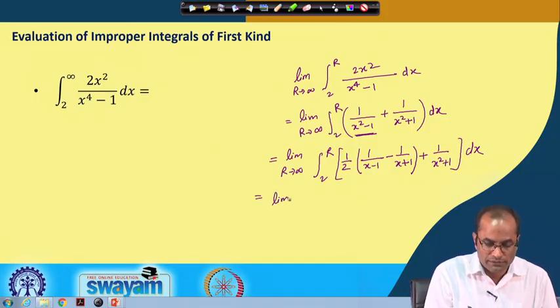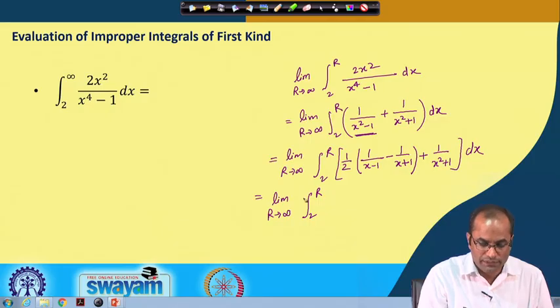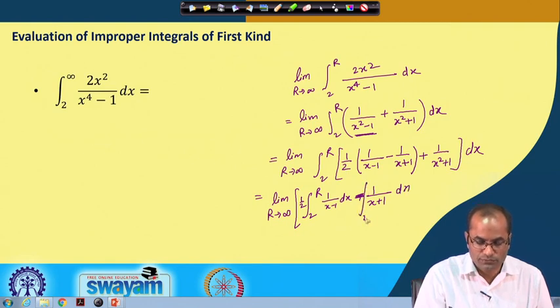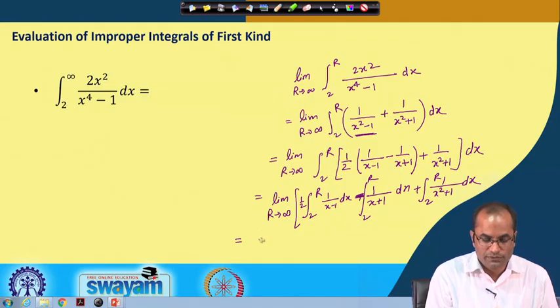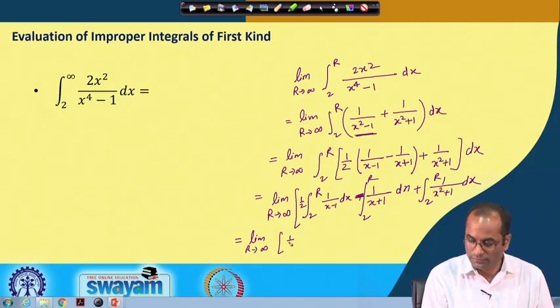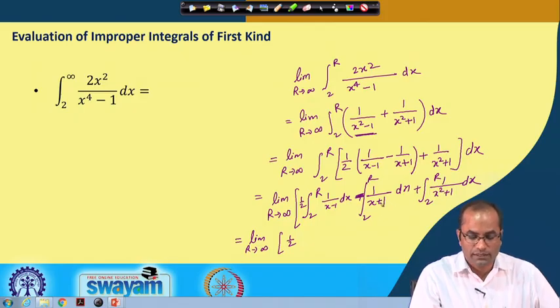So, here we have the limit as r goes to infinity, and this is from 2 to r. So, we have 3 integrals now. One is 1 by 2 times the integral of 1 over x minus 1 dx, then we have a minus sign, the integral of 1 over x plus 1 dx, from 2 to r again, and then we have the integral from 2 to r of 1 over x^2 plus 1 dx. So, the first one, let it be the limit as r tends to infinity, and we have here this half, this will be ln(x minus 1) and this will be minus ln(x plus 1).